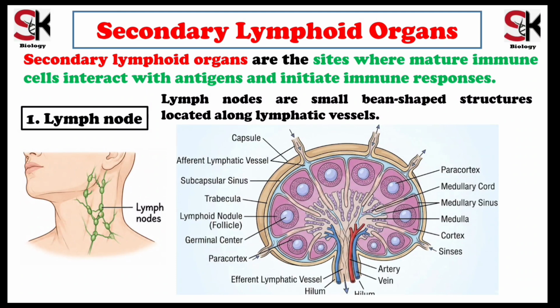Below the cortex is the paracortex, which is rich in T lymphocytes. The inner region is called the medulla, which contains medullary cords and medullary sinus filled with lymphocytes and macrophages. Lymph enters through afferent lymphatic vessels, passes through the sinus for filtration and leaves through the efferent lymphatic vessels.